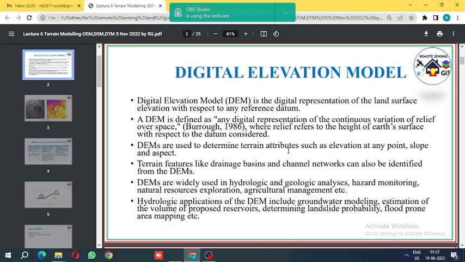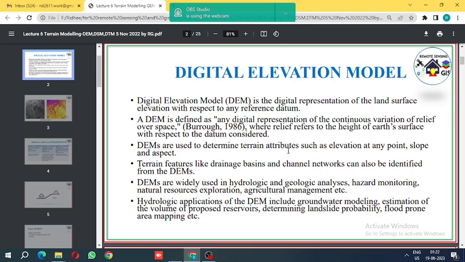So DEMs are used to determine terrain attributes such as elevation at any point, slope and aspect. From a DEM we can identify many terrain features like drain basin, channel network, all those things. So it is a very useful data that can be used in hydrology, geology, hazard, natural resource, agriculture management, everything. In hydrological applications, DEM includes all the groundwater modeling. It helps in estimation of volume of proposed reservoir, determining the landslide, and flood prone area mapping.